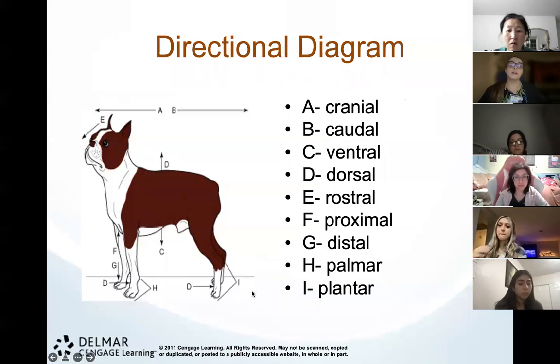Now, when we're talking about the back aspect or the caudal aspect of the legs, for the front leg, the caudal aspect, which would be like the paw pad, kind of this back aspect, is palmar, versus for the back legs, that caudal aspect is plantar. Okay.